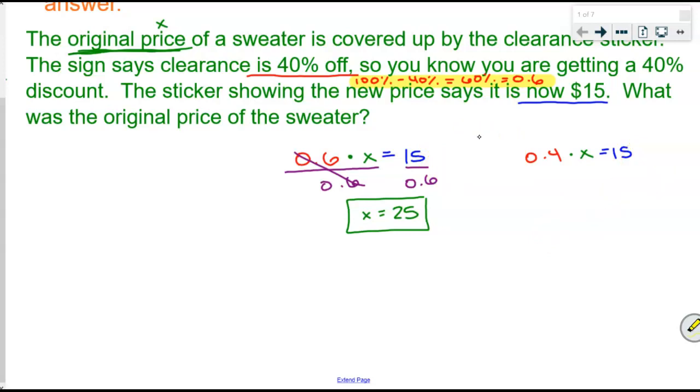So those are the challenges there. Just make sure we're not forgetting this. If we get a 40% discount, do this calculation first. 100% minus 40% is 60%.